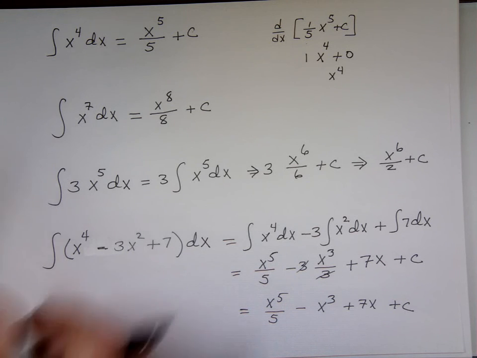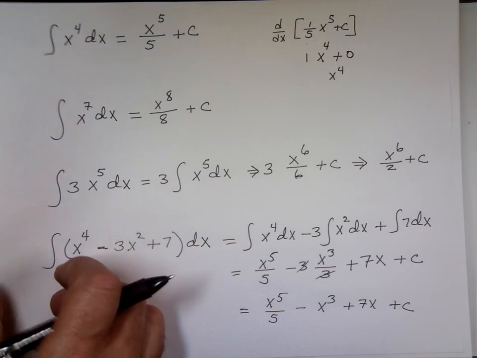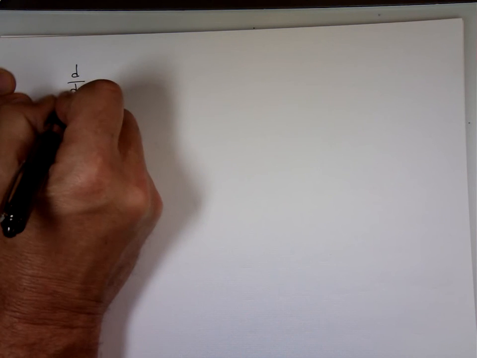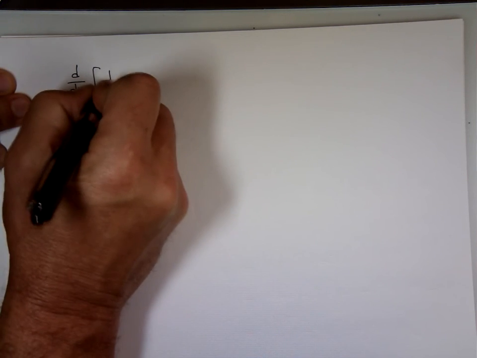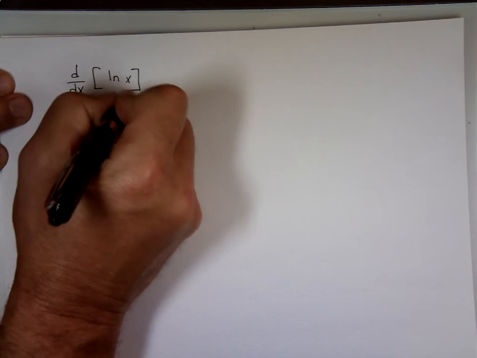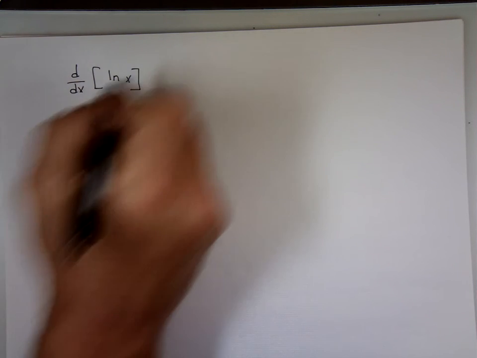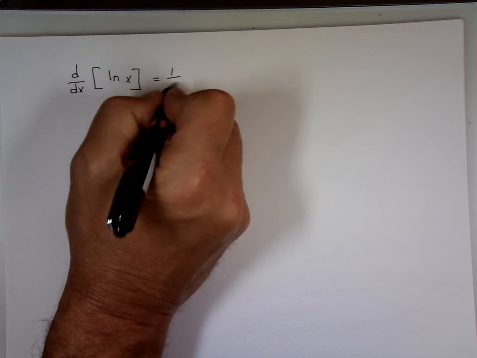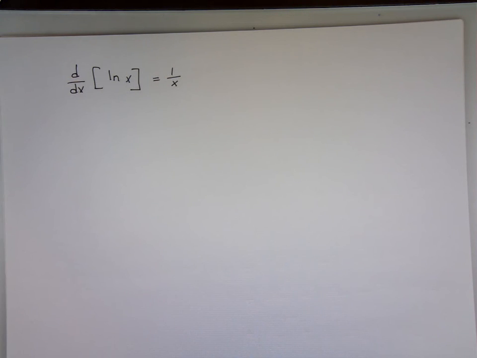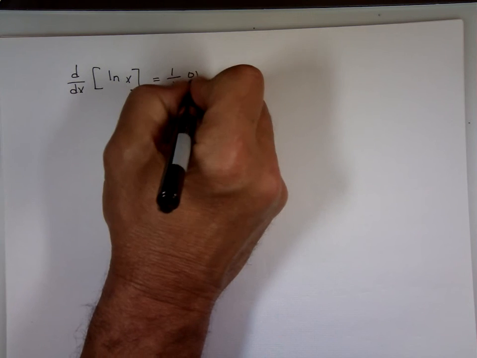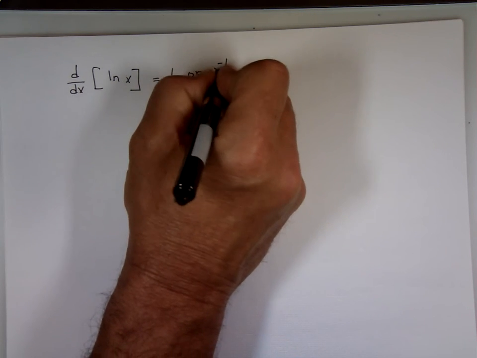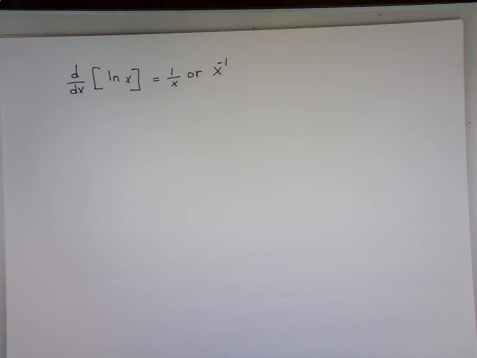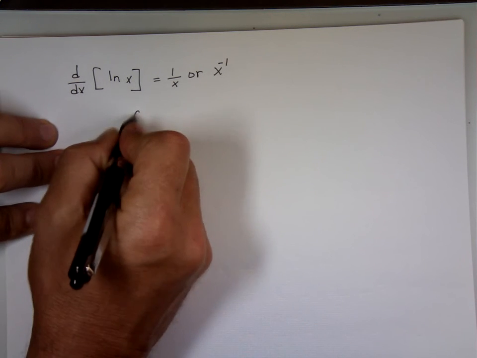So then what do we do? Well, let me ask you a question. Let's see if you remember that. What is the derivative of the natural log of x? 1 over what? 1 over x. Or you can write that as x to the minus 1. So what is the integral of x to the minus 1?